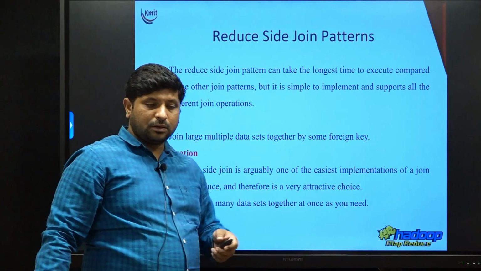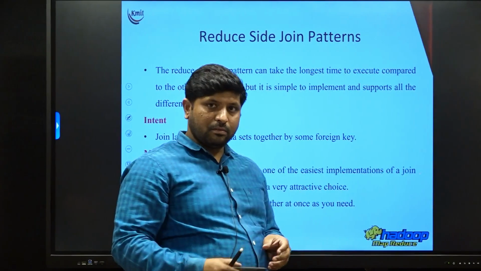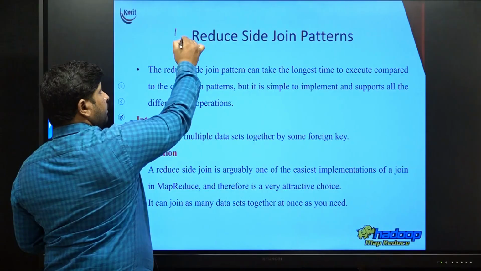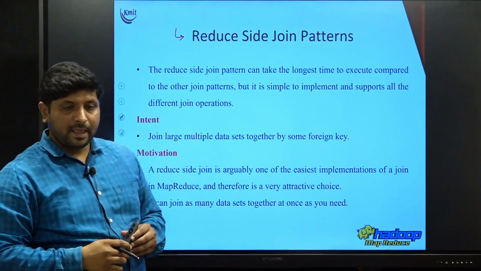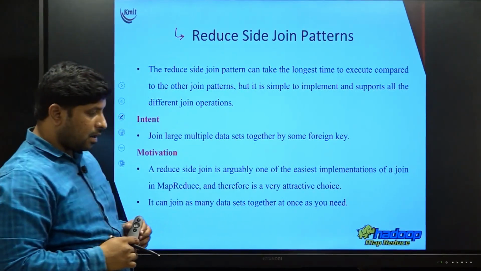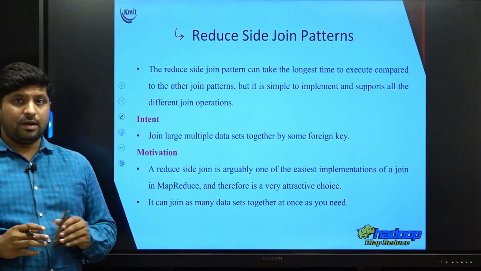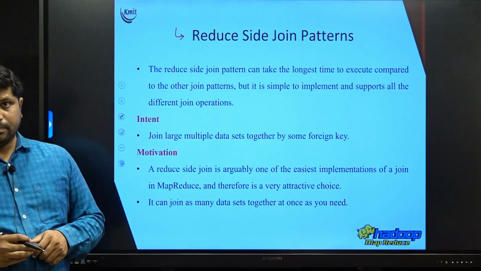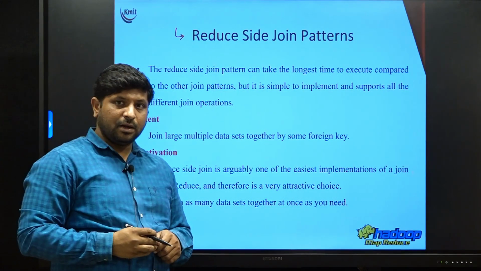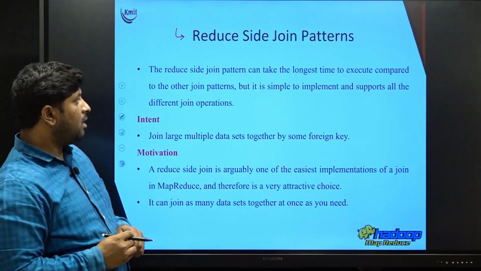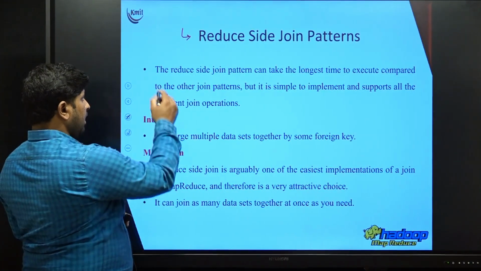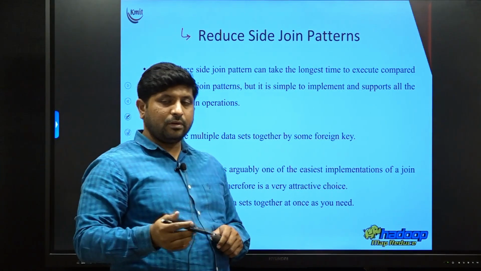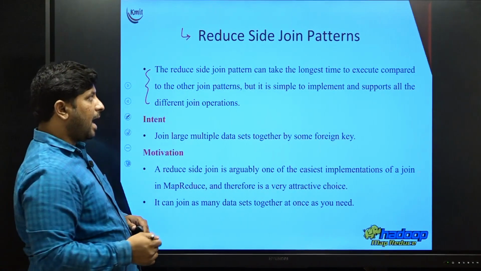So how are these joins going to be performed in MapReduce? One of the examples we are going to see is the reduce side join pattern. The reduce side join is treated as the most typical join, which takes more time, but as per the implementation part, it is one of the simplest to implement. It has an advantage as well as a limitation: it takes more time to execute but is simple to implement.